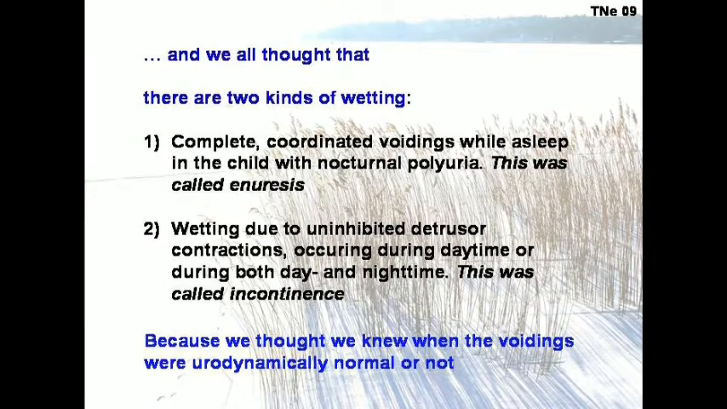And after that, we all thought that there are just 2 kinds of wetting. There is a complete coordinated urodynamically normal voiding while asleep in the child with nocturnal polyuria, and this we called enuresis. And then there was the wetting due to uninhibited detrusor contractions occurring during daytime or day and nighttime, and this we called incontinence, because we thought we knew when the voidings were urodynamically normal or when they were not.